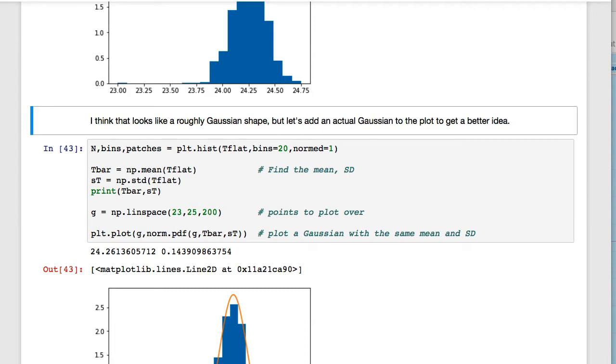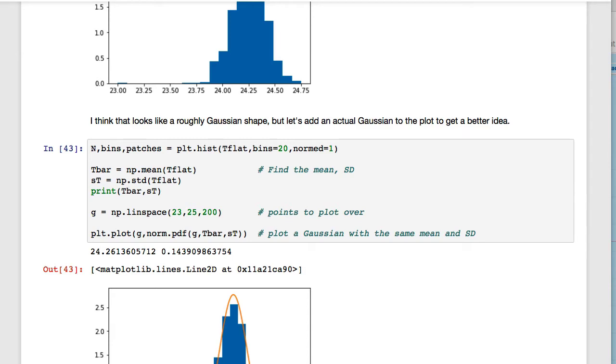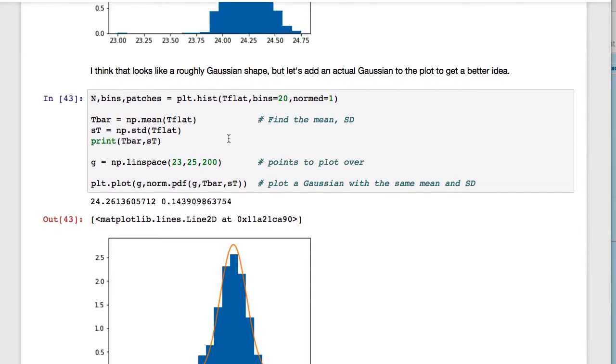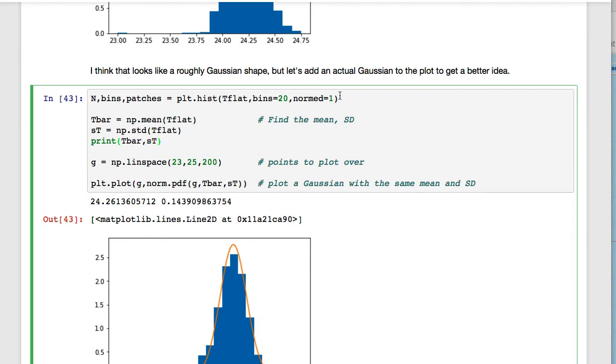Let's try that. So I'm doing the same thing. I'm plotting the histogram, and I'm finding out what the mean and standard deviation are of that chunk of data. And now I'm going to plot norm PDF for that mean and standard deviation and see if they look the same.